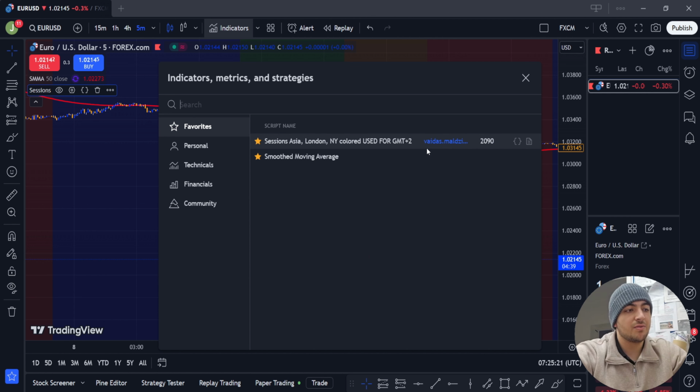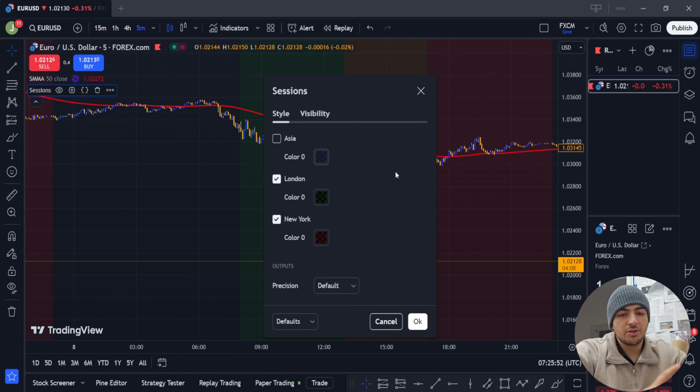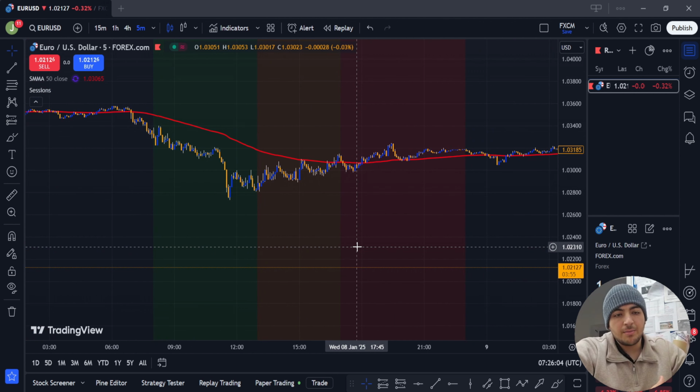It's made by Vedas.Malzi. These are the settings I normally use. I get rid of the Asian time zone as I don't normally trade there, so I really want to focus on the London and New York time zones. Perfect. Now let me show you a little bit about the characteristics I was just talking about.